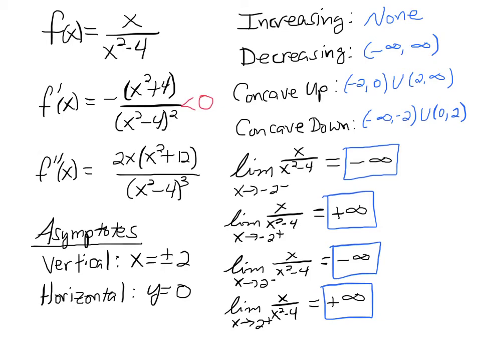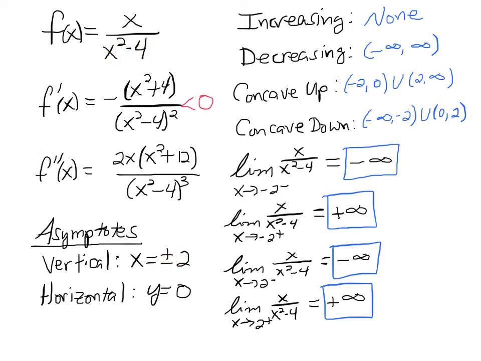And then the second derivative here, we did the sign analysis for that, and you may recall that we were concave up from minus 2 to 0, union 2 to infinity, and we were concave down from minus infinity to minus 2, union 0 to 2. And then we looked at the asymptotes. Now remember, what makes the denominator 0? That'd be plus or minus 2.